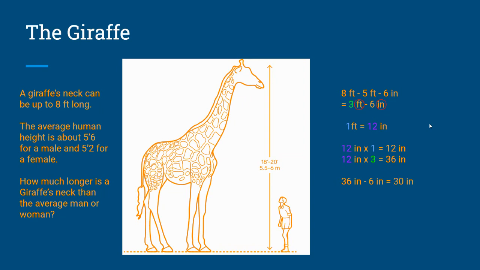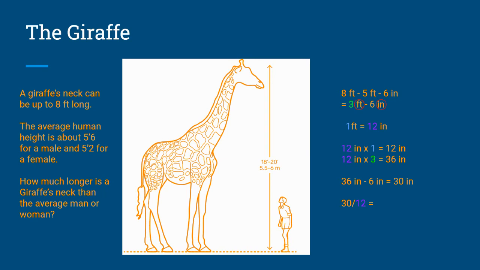That's right. It's 30 inches. Well, what if I challenged you and I said that I don't want your final answer in inches. I want your final answer to be in feet. What would you do then? That's right. You'll take 30 and you'll divide it by 12. Why? Because 12 is your conversion for 1 foot.